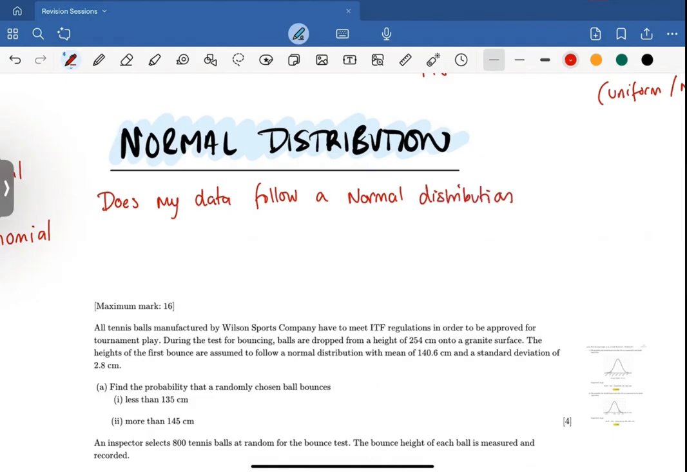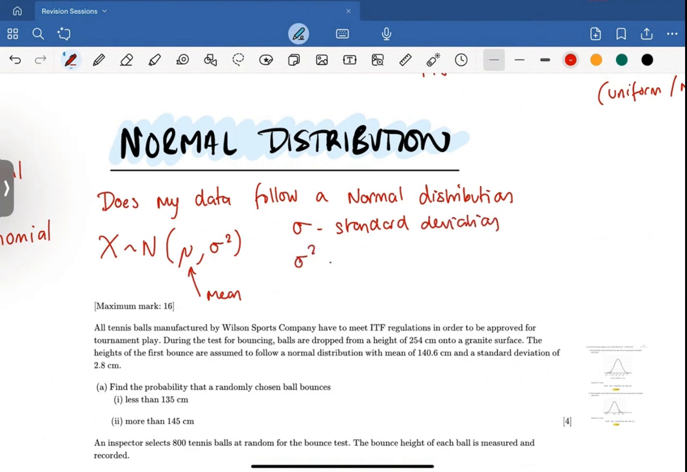Okay, so just a quick reminder of normal notation. We might have a variable x that's distributed normally, and then we're going to have the mean, and then the standard deviation squared. So just a quick reminder, this is the mean, and sigma on its own is the standard deviation, and sigma squared is what we call the variance. You're not often asked about the variance, but it's important that you know that standard deviation is just the sigma, not the number squared.